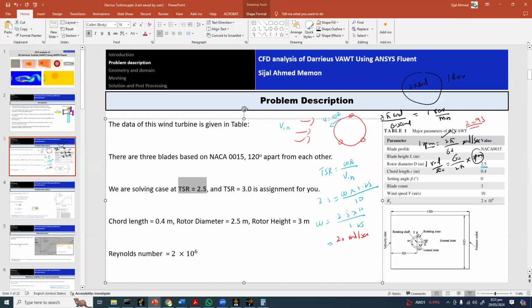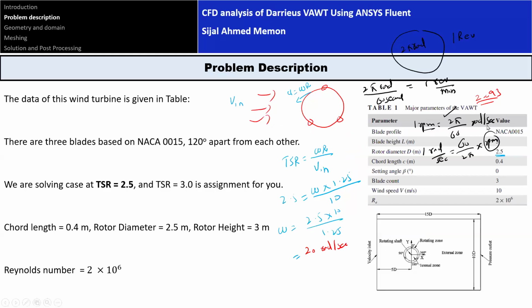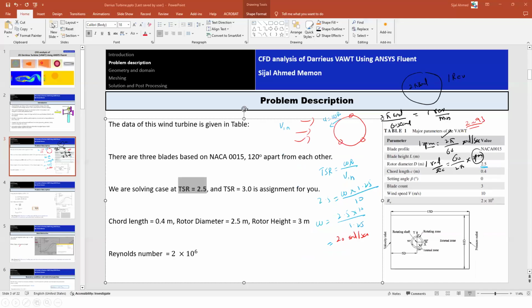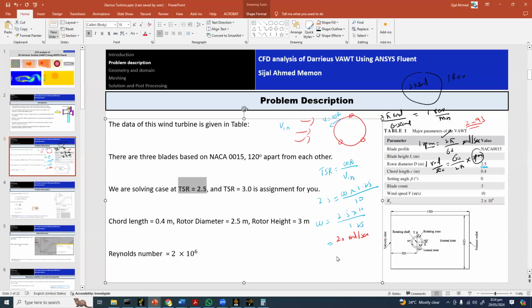So I am saying that 1 RPM is equal to this one. What I'm trying to do is find out RPM from radians per second. So I have to multiply the radians per second with this value. So 20 into 2 pi divided by 60. Okay, we have to do this. What do you suggest? 1 minute.